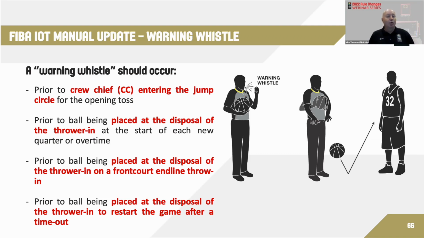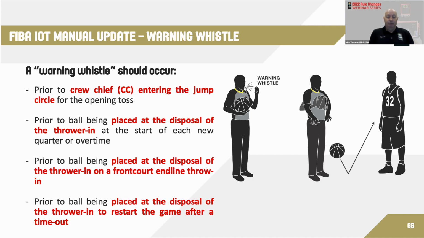The first is around a warning whistle. We ask the referees to use a warning whistle in 4 situations. First, the crew chief will have a warning whistle prior to entering the jump ball for the opening toss. The second time is when we place the ball at the disposal of the thrower in at the start of each new quarter or overtime.